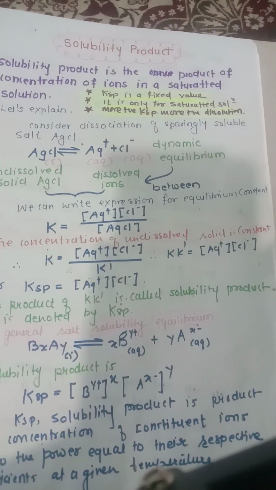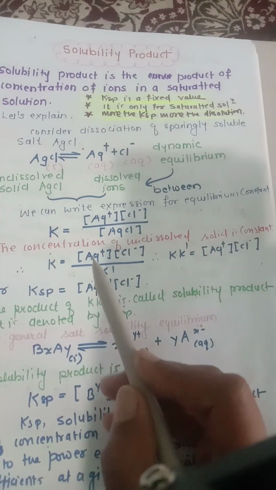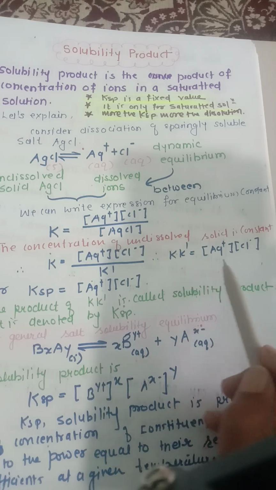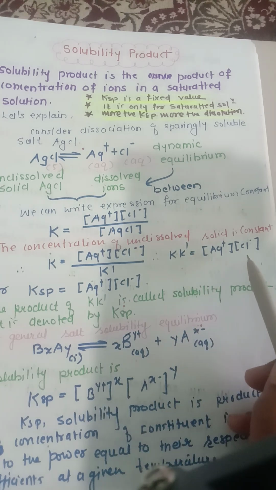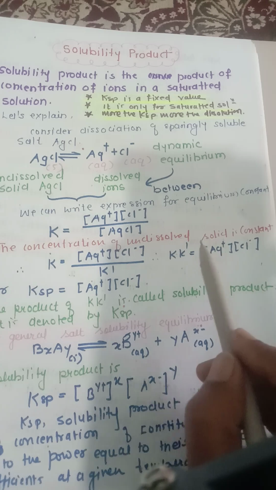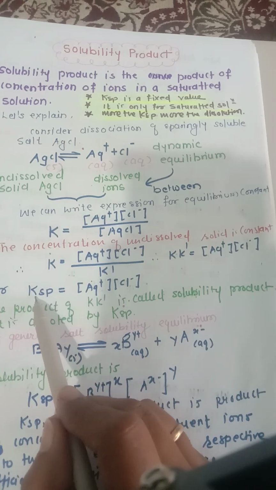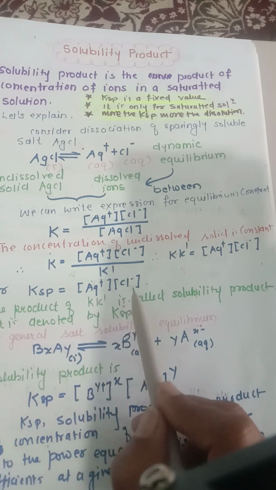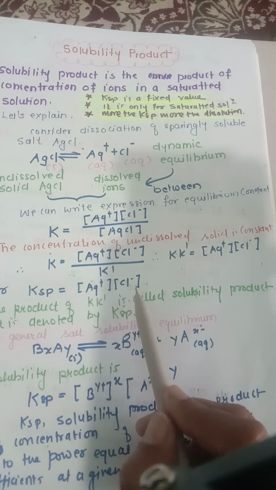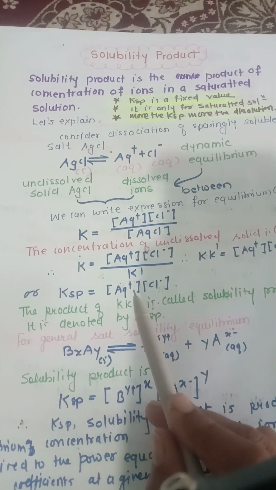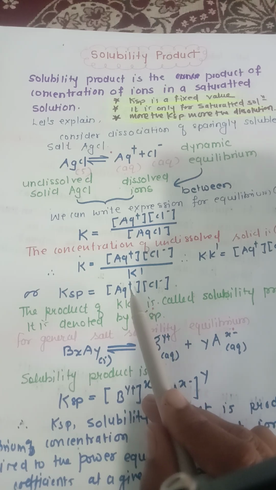So for this we can introduce a new constant K dash for the concentration of AgCl. Now the equation becomes K dash is equal to concentration of Ag+ into concentration of Cl-. So K dash is called the solubility product, and we write it as Ksp. Ksp is equal to Ag+ ion concentration times Cl- ion concentration. So the definition of the solubility product becomes the product of concentration of the ions in a saturated solution.